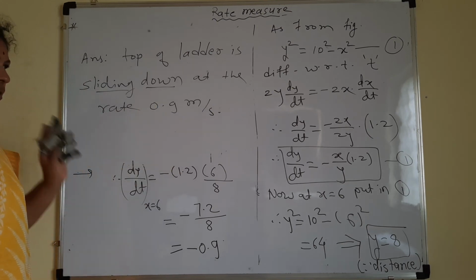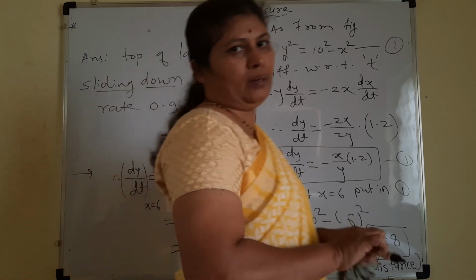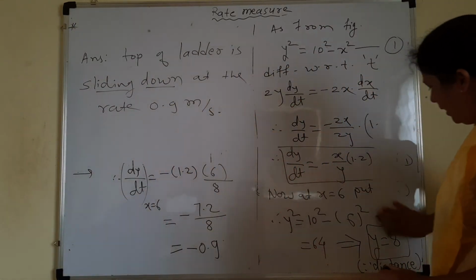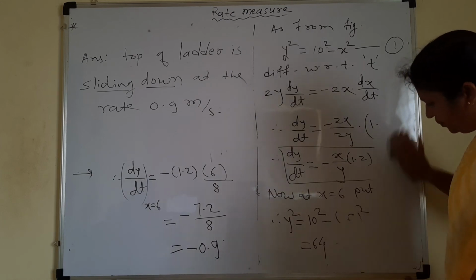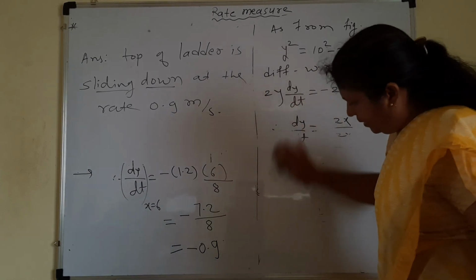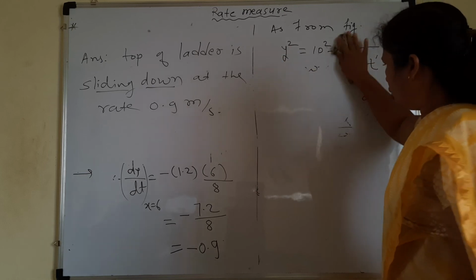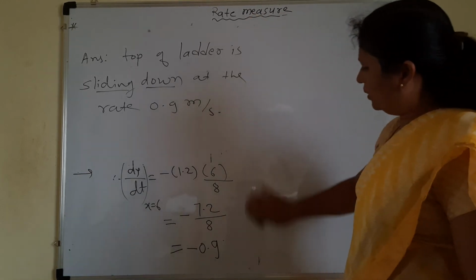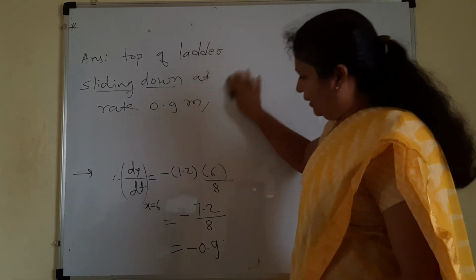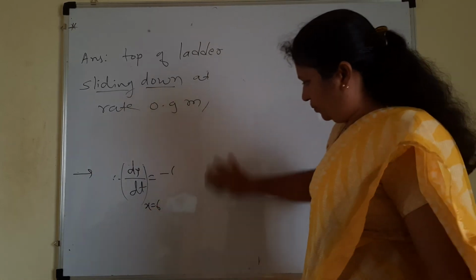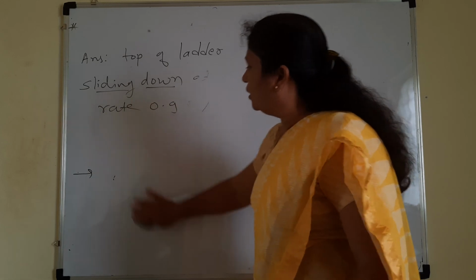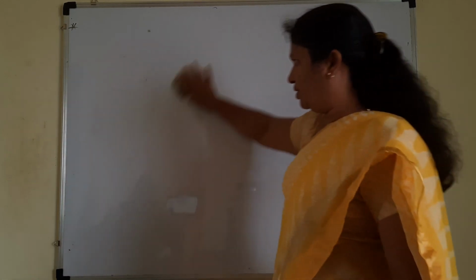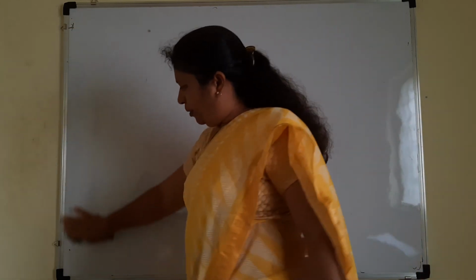Okay, got it? Thus, we have finished our chapter applications of derivative. What are the terms we learnt in this chapter? They are, first application, geometrical application, tangent and normal. After that increasing and decreasing function, then maxima and minima, and after that rate measure. So thus this chapter is finished.